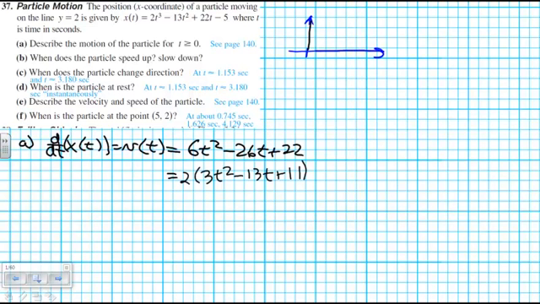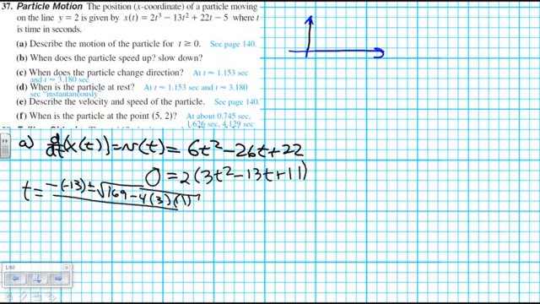Well, I'm interested in whether there are places where the particle is standing still, so when velocity is 0. Maybe I'll use the quadratic formula for this. That's minus b, minus 13, plus or minus the square root of b squared, which is 169, minus 4 times 3 times 11, all over 6.